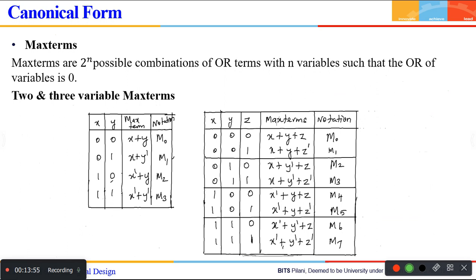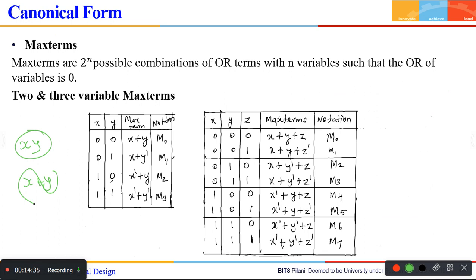Max terms, right? See here, max term, suppose you have it in the product form. Here the notation is a little different from the min terms. Min term is for the product, max term is for the sum, right? So like you have xy, this is the min term. What is x plus y? It is the max term, right? Have you understood this?